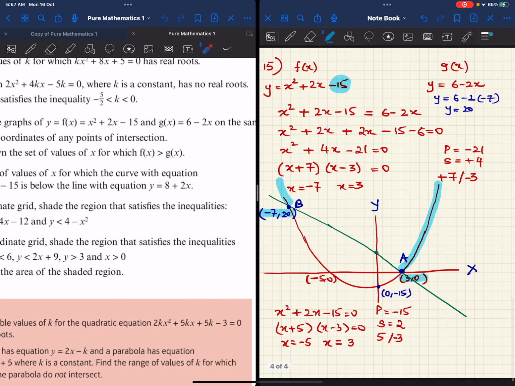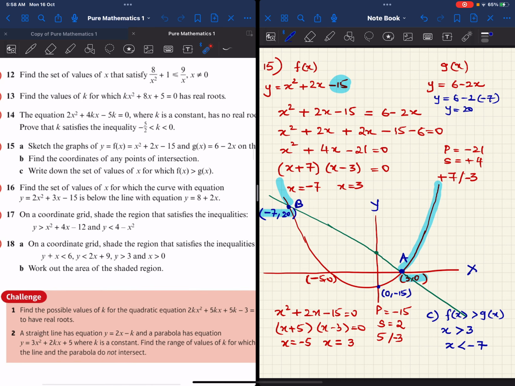So writing the answer for C, f(x) is greater than g(x) when x values are greater than 3, and when x values are less than -7. And that answers question number 15.